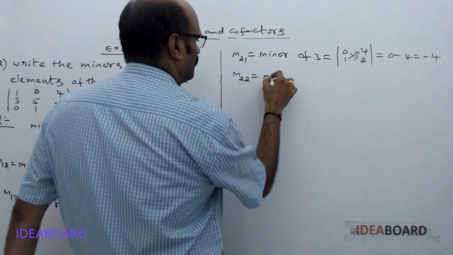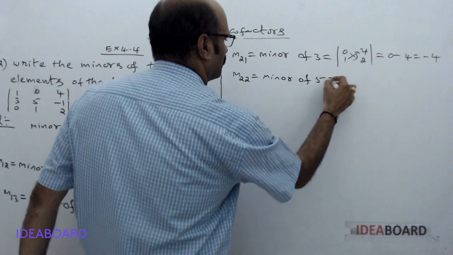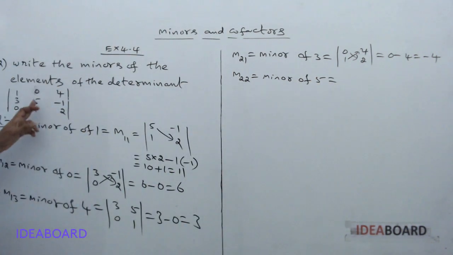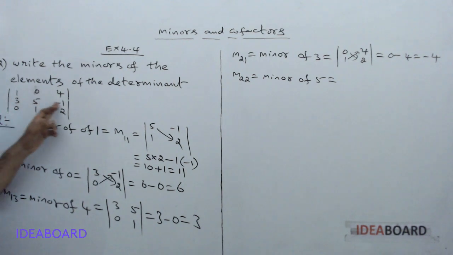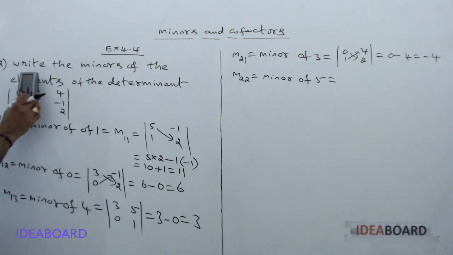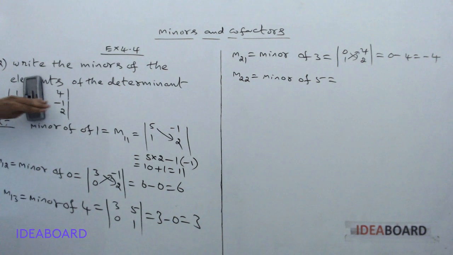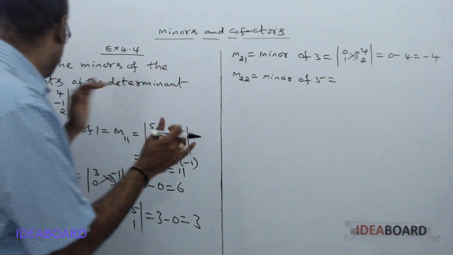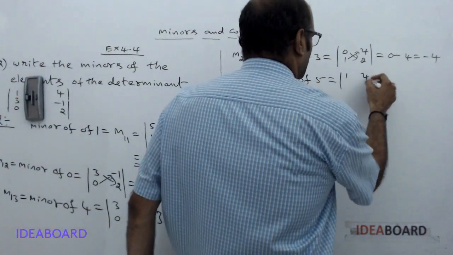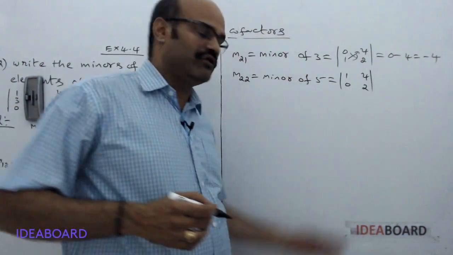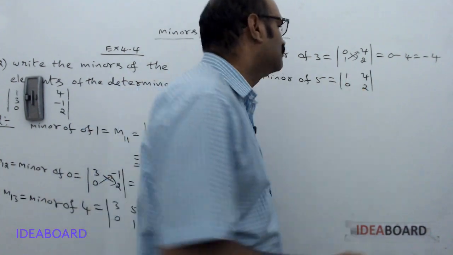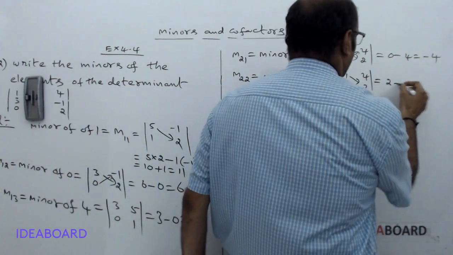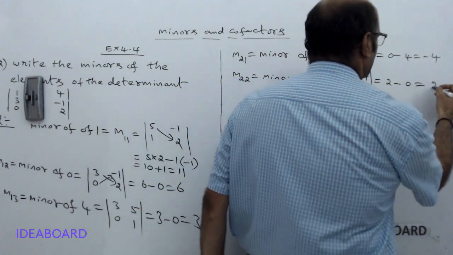Next, M22 equals minor of 5. The element 5 lies in the second row and second column. So close the second column and the second row. Then the remaining elements are 1, 4, 0, 2. That we take in a determinant. We know this will be equal to 1 into 2, 2, minus 0 into 4, 0, equals 2.